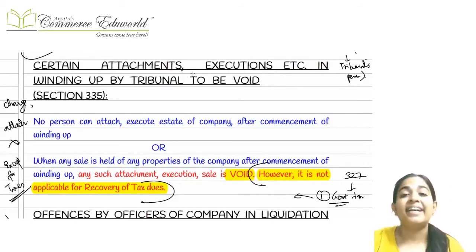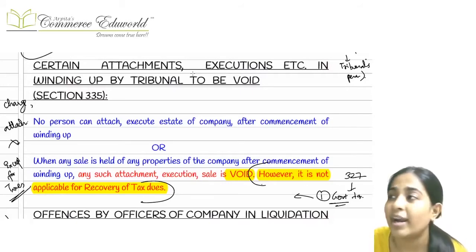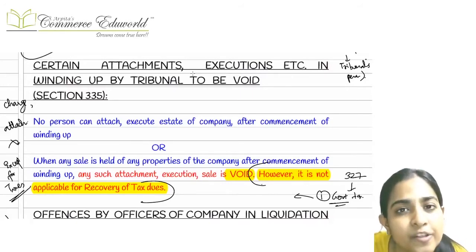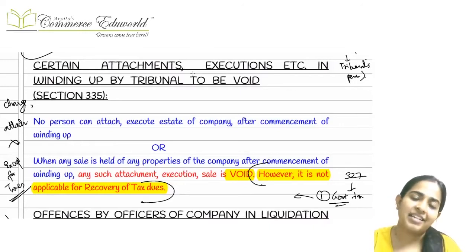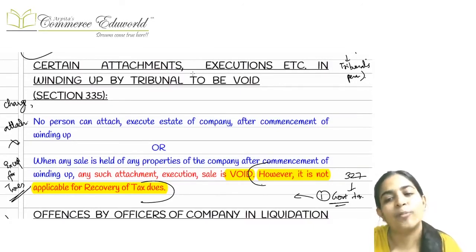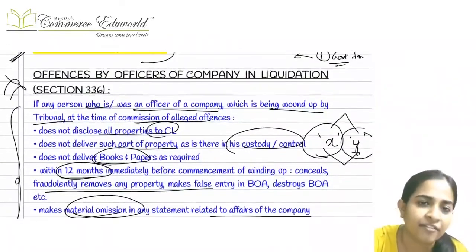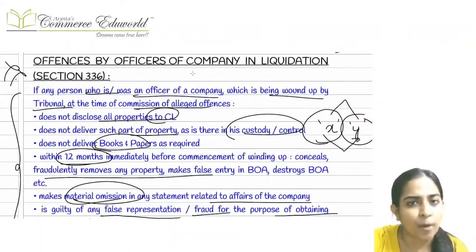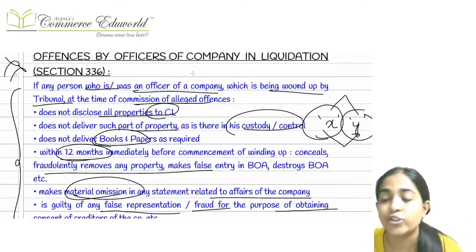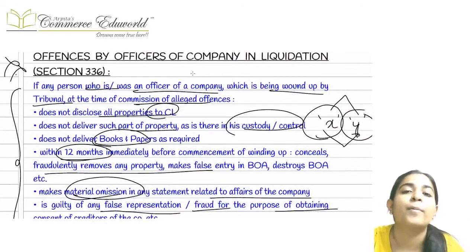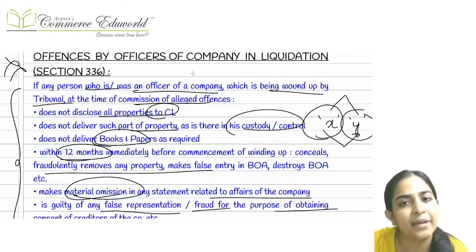Now, once the winding up has started, your assets cannot be attached by any other person, and your assets cannot be mortgaged, except for government taxes. For government taxes, they can attach your property, no issues in that. But say, for example, you want to raise some short-term funds and banks ask for a property. You cannot give any mortgage. But if the government wants to attach your property for recovery of the tax due, yes, it can be done.